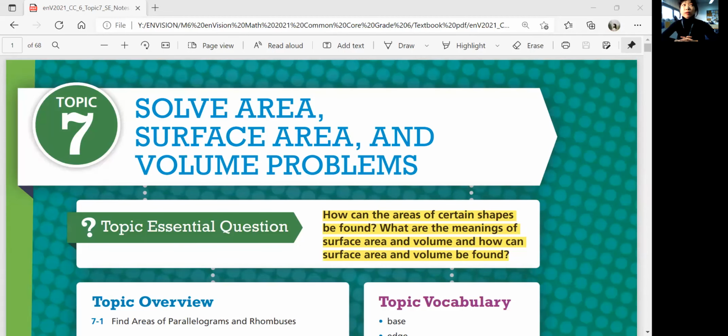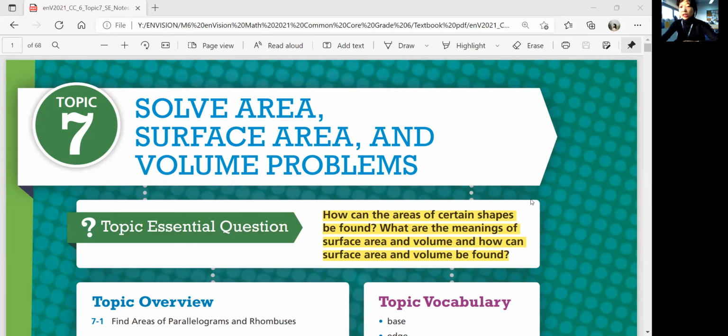We're going to start topic 7 videos from now. Topic 7 is about solving area, surface area, and volume problems. So it's going to involve a lot of shapes, and you're going to think about finding areas for different shapes and surface areas and volumes.